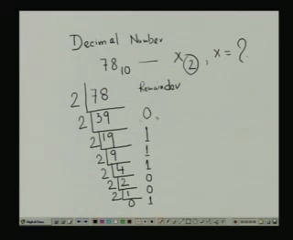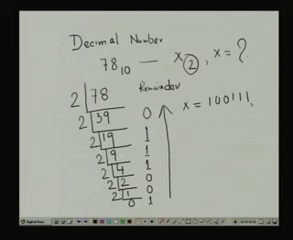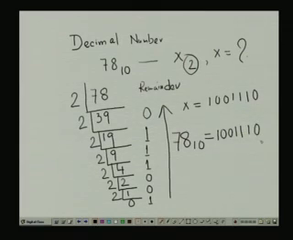Now, as it is an integer, I will take the remainders in reverse. My x is 1 0 0 1 1 1 0. So, it means that 78 in the decimal number system is converted to 1001110 in the binary number system. So, this is how I do it for the decimal integer.